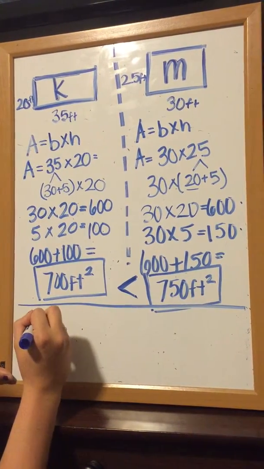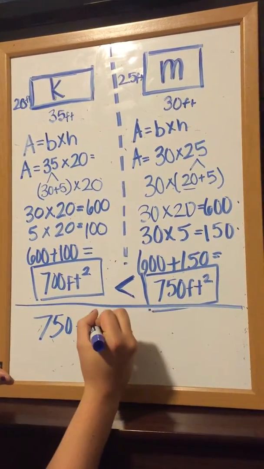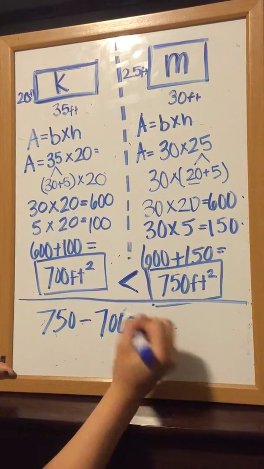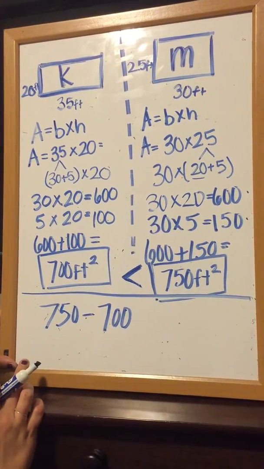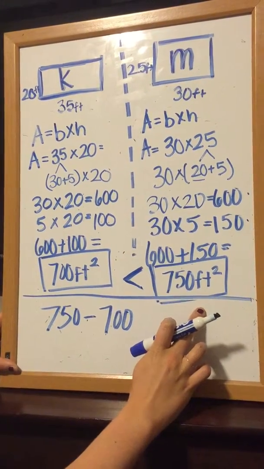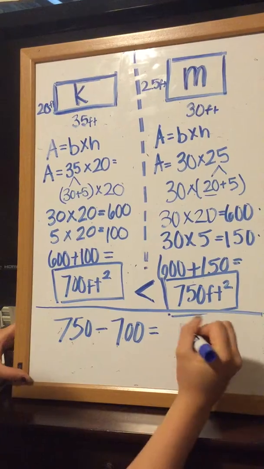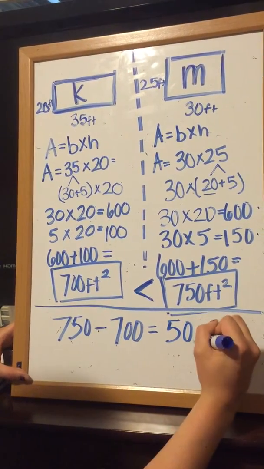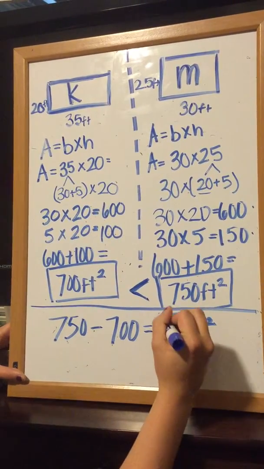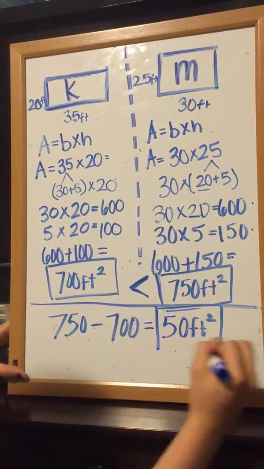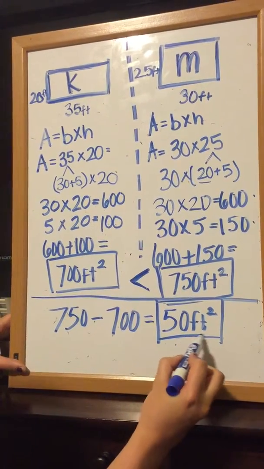So the problem will be 750 minus 700. The difference between McKenna and Carl's garden is McKenna's garden minus the area of Carl's garden. And we will get 50 feet, and since it's area, squared. The difference between the area of McKenna's garden and the area of Carl's garden is 50 feet squared.